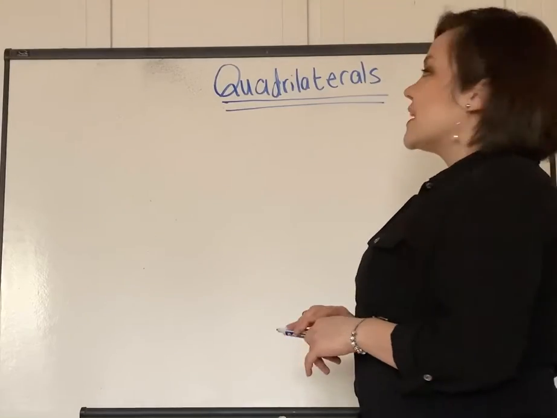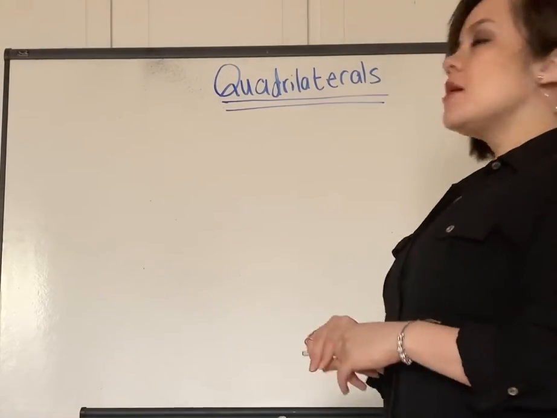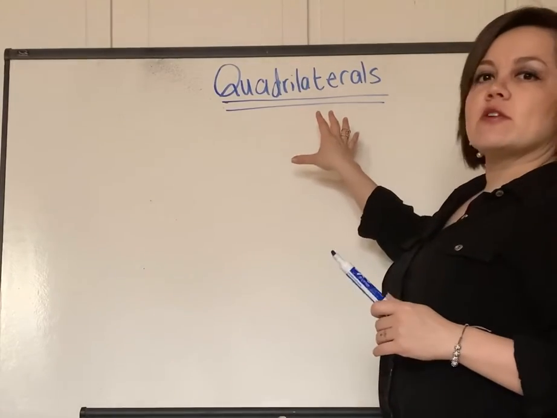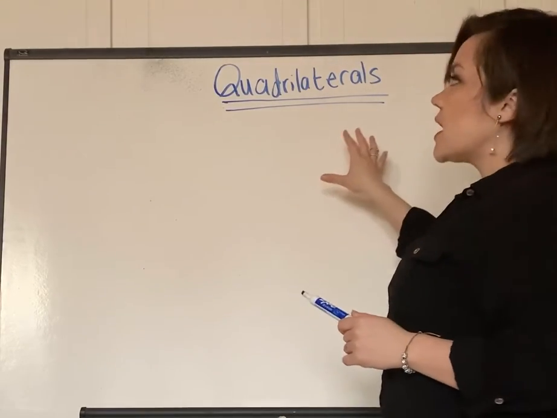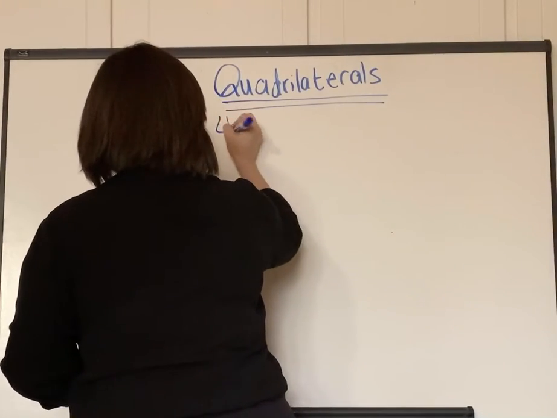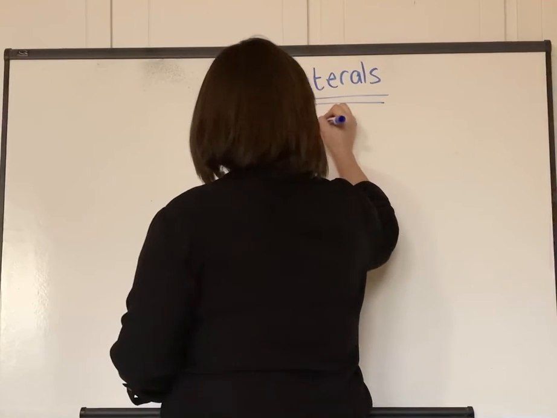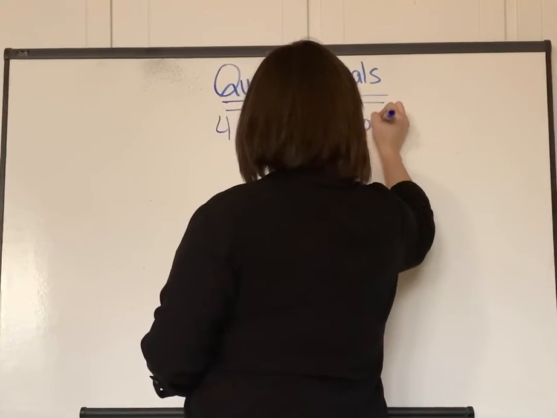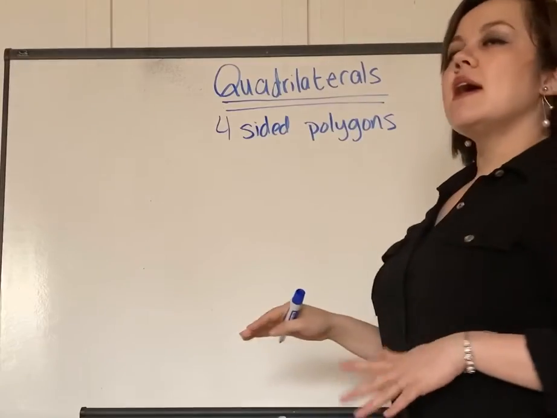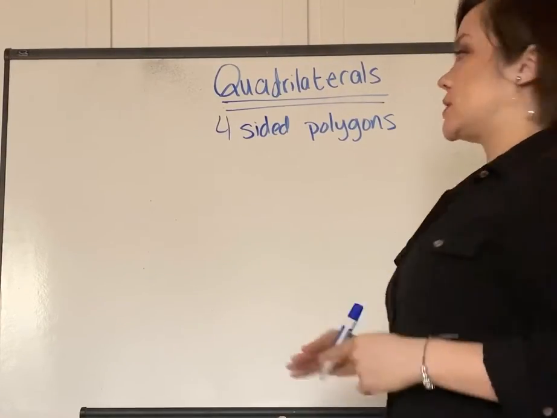Welcome class. Today's lesson is about quadrilaterals. We started with polygons, but we're going to focus just on quadrilaterals for a couple lessons. Quadrilaterals means that they have four sides. Four-sided polygons. Okay, so just like before, polygon, straight edges, no curves, and it closes, okay?